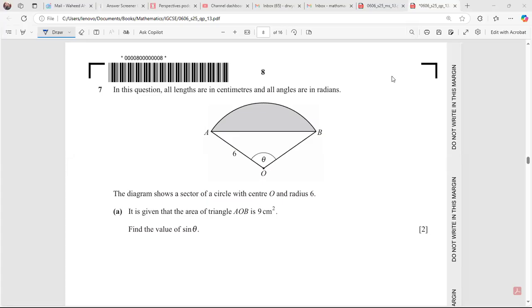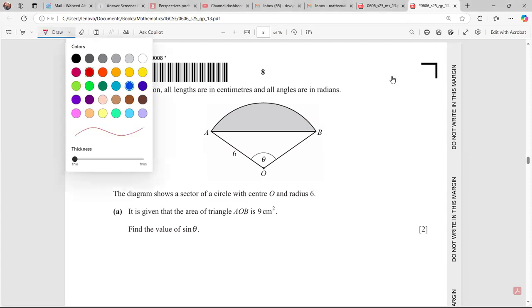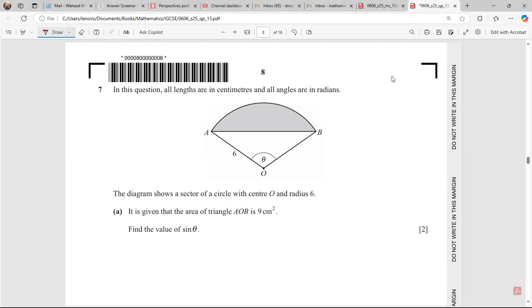We will be doing question number 7. In this question, all lengths are in centimeters and the angles are in radians. The diagram shows a sector of a circle with center O and radius 6. This is an angle theta which is unknown, and this radius is 6. The area of triangle OAB is given as 9 centimeters squared.